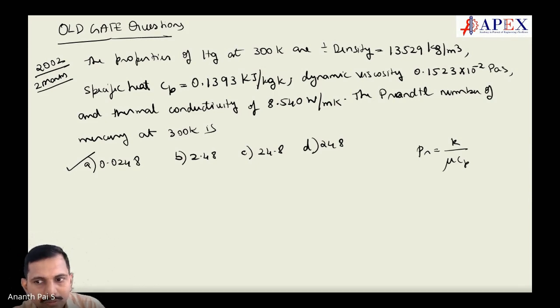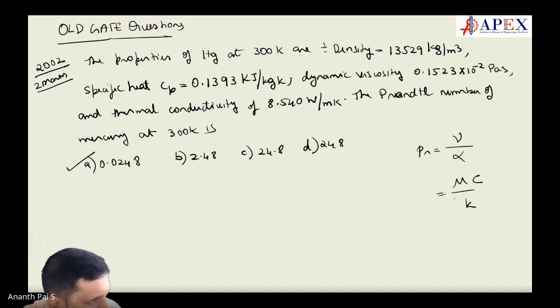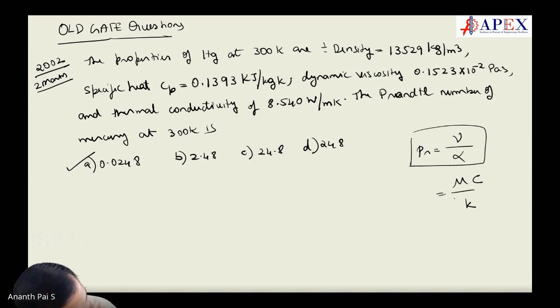What other way around? I always get it as alpha. Sorry, nu by alpha. Nu is yes, correct: mu by rho c, mu c by k. I always remember this. The other things you can get that: alpha is k by rho c. So the rho goes up, yes, rho cancels with k.